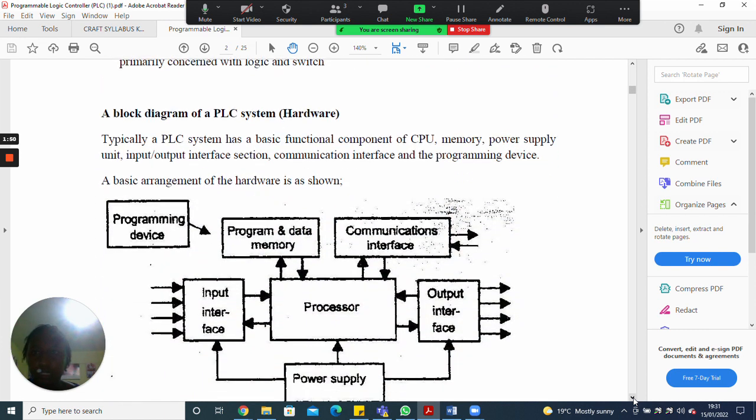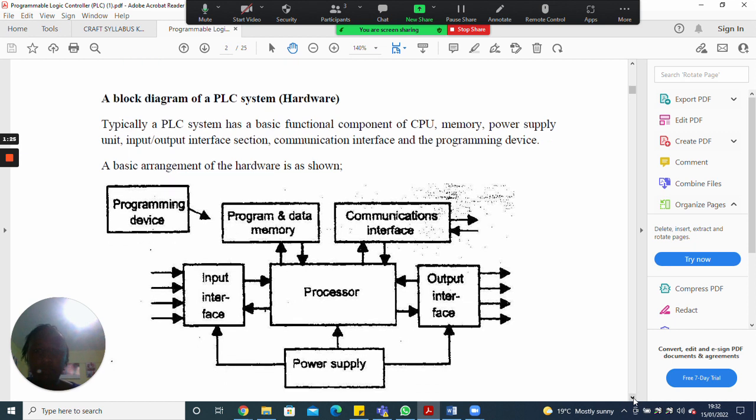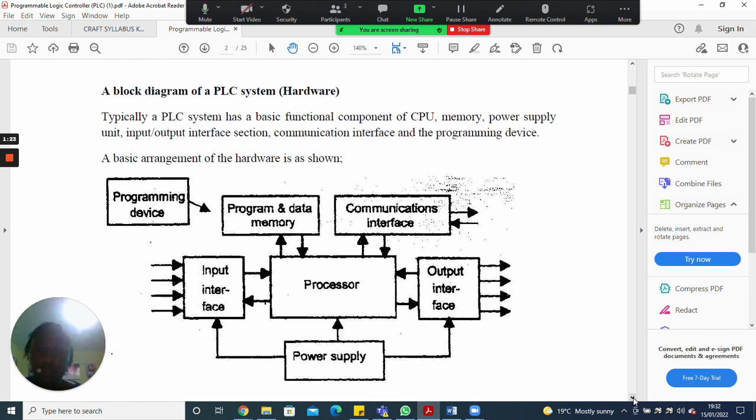Below we have a block diagram of a PLC system. That is the hardware of a PLC. It has the 4 main units we talked about: the data memory, the processor, the input and output interface. In addition to that, we have the programming device, the power supply, and communication interface in this block diagram. The programming device can be a normal computer, or a handheld device, which is used to program the PLC.